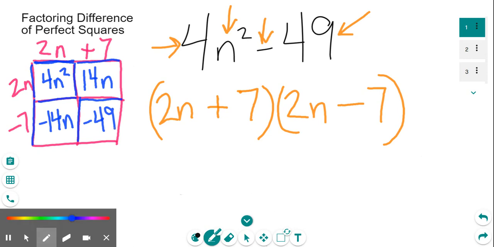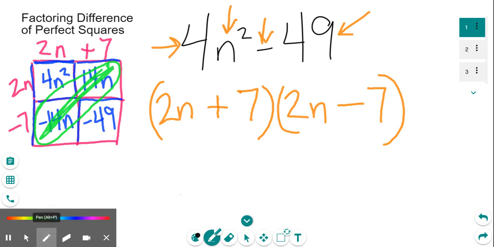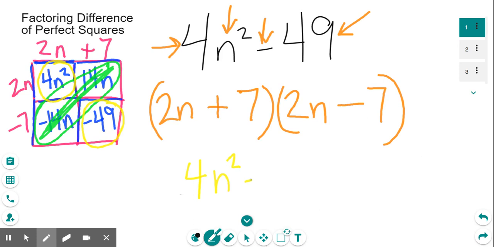Now look at what happens to these terms in the middle. Okay, these are zero pairs. We have negative 14n's and positive 14n's, and they're just going to cancel each other out. And all we are left with is the 4n squared and the negative 49. So you see how that checks, okay? That's why we have a plus and a minus, because that gives us the negative 49 product, and it gives us a zero sum. And that's why the middle term is missing.